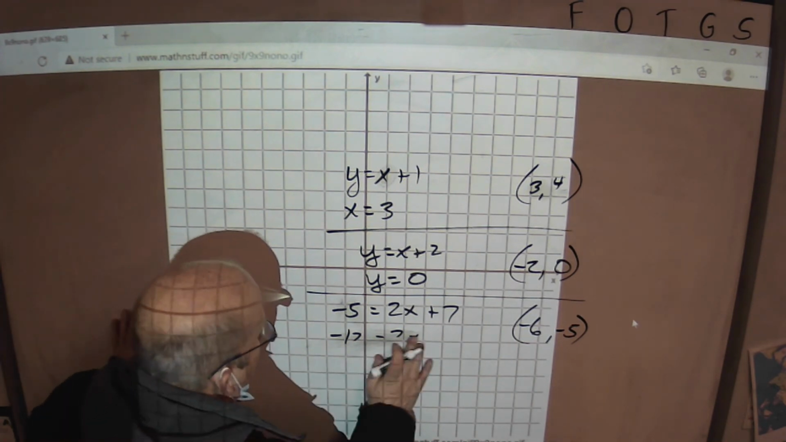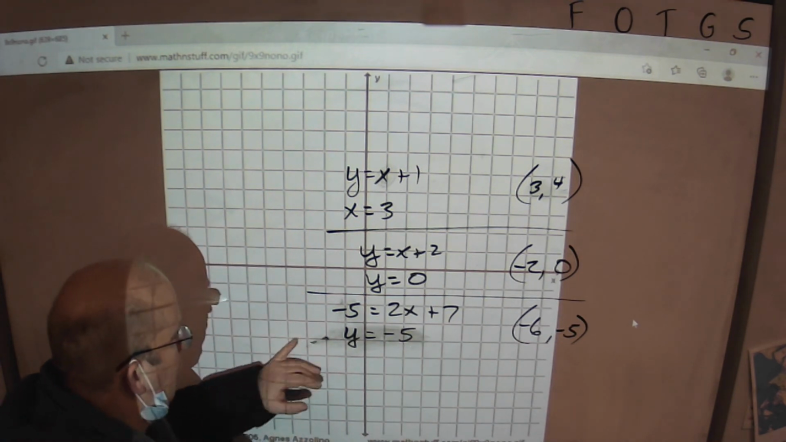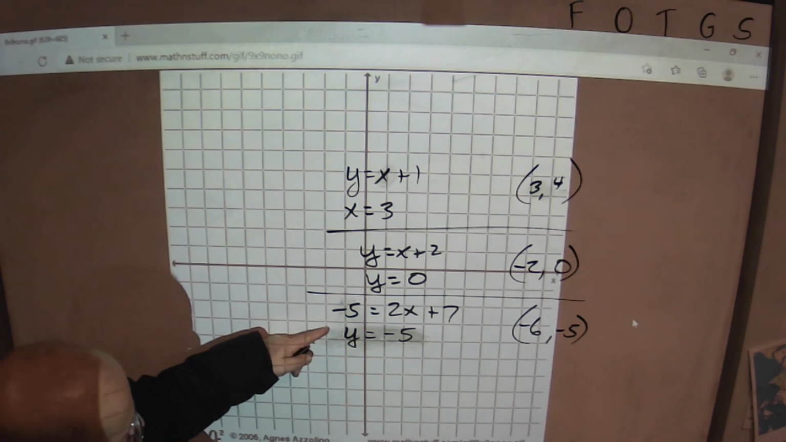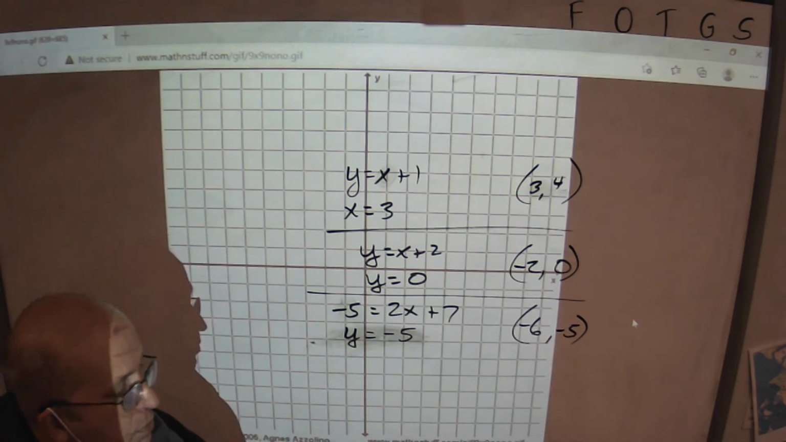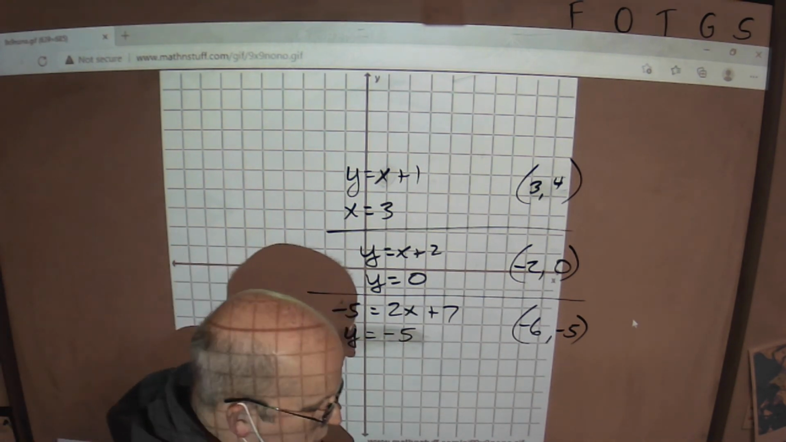So in this case, if y equals negative 5, then the solution of the two equations is negative 6, negative 5, because they have to meet at that point. Okay, let's try one more.